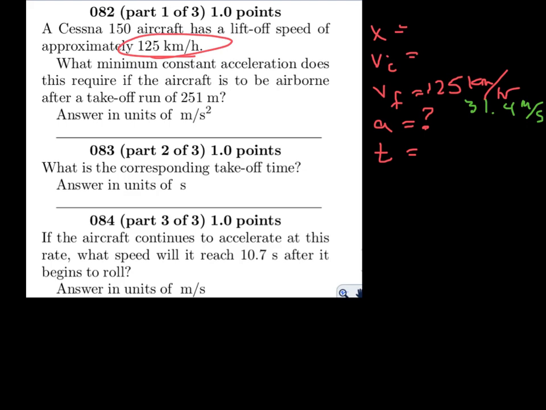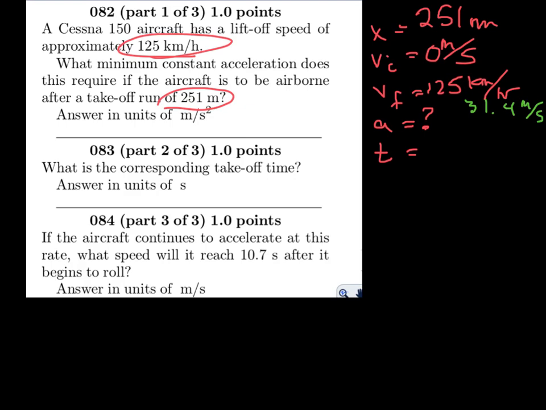Now let's think about what a plane does when it takes off. Does it have an initial speed? Usually when planes take off, they start at rest, don't they? Right? So its initial speed is going to be 0 meters per second. And then we know that the runway is 251 meters, so we're going to go ahead and put that in for x. Okay, so now we've got everything out of our problem, and that's going to make our life easier.